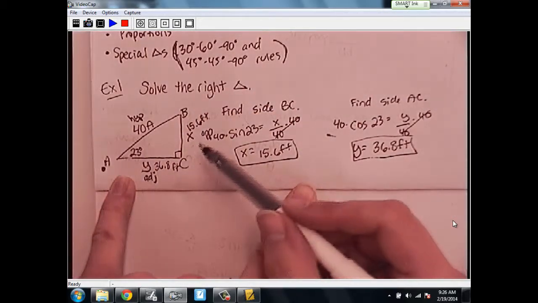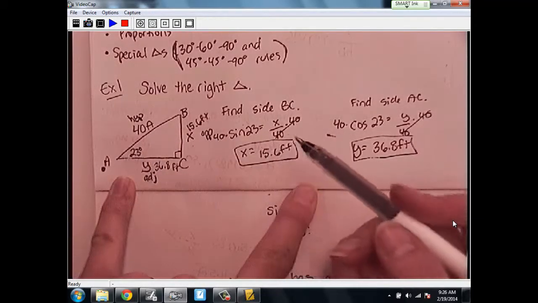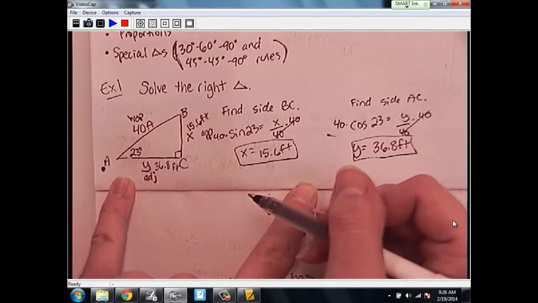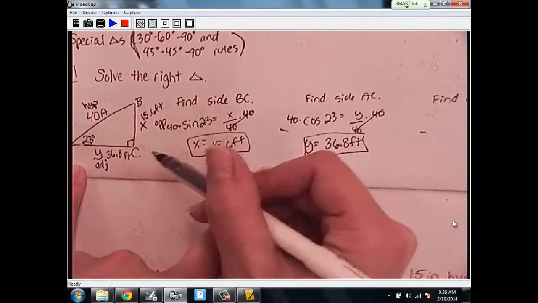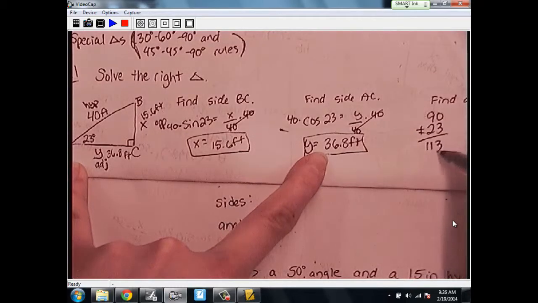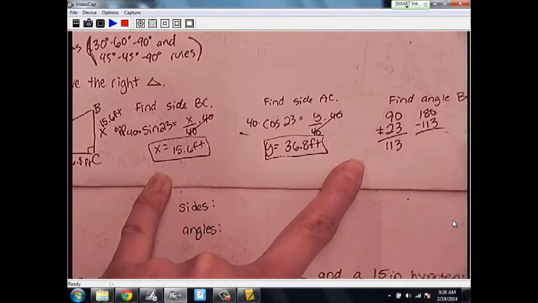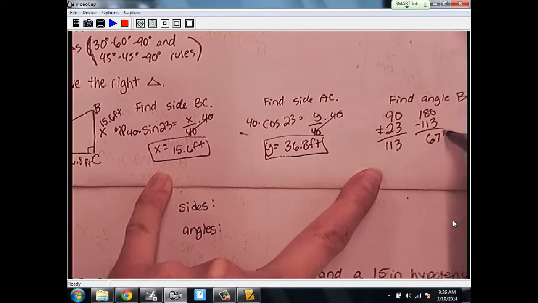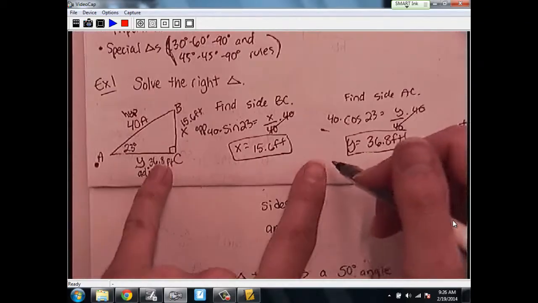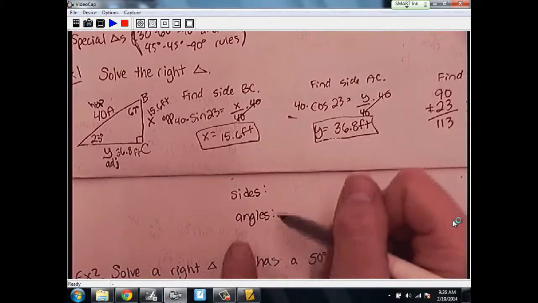And I just look real quick, I'm like, does this make sense? This is 15.6, 36.8. My hypotenuse is 40, it's the longest side, so probably. And then to find angle B, how do I find this third angle? 90 and 23 gives us 113. That's the easiest route. And 180 minus 113 gives us 67 degrees for your other angle. Cool. So I can put that in my picture. This is 67 degrees.